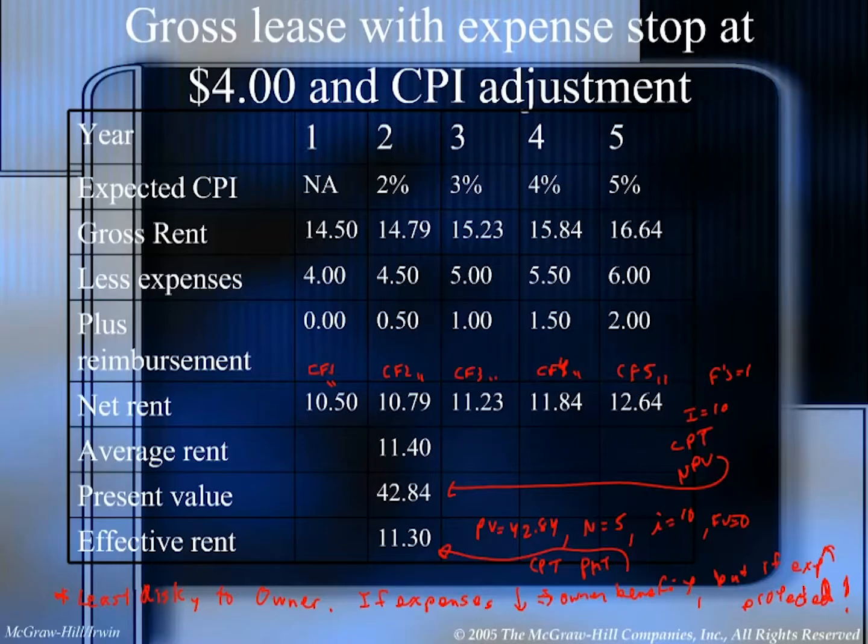Okay, so then to get the effective yield, we say, well, what's the annuity, the equal payment? Because we see these payments change over time. Right? 10.50, 10.79. Okay, so they're increasing. But what would be the equal annuity? That's the effective rate. So we see the present value we set there as the $42.84.